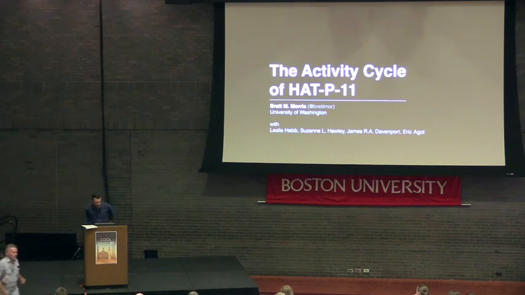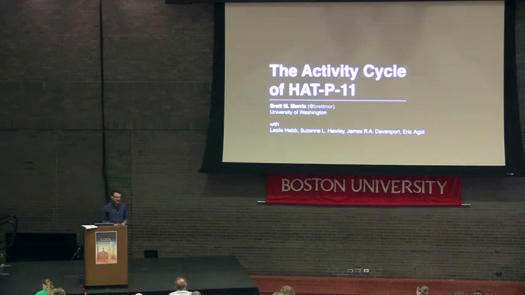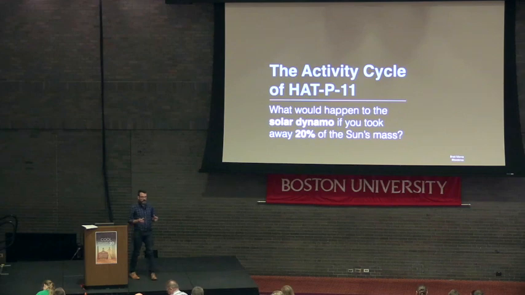All right. So yesterday we heard great talks about many, many stars, and I'm going to do the exact opposite and tell you about exactly one star. And that one star is HAP 11. Throughout my talk, I want you to think about one question, which is, what would happen to the solar dynamo if you took 20% of the sun's mass? How would the solar dynamo change?